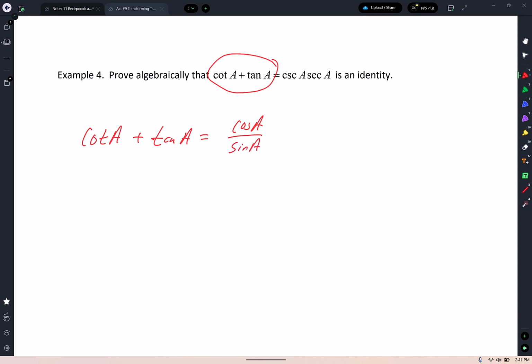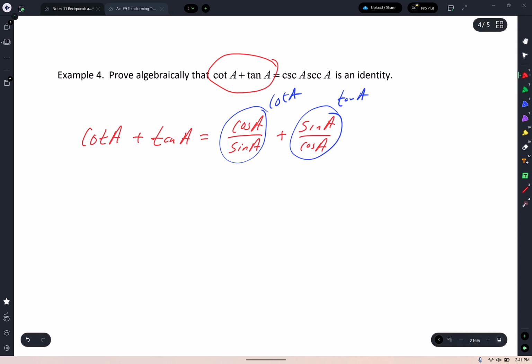Right? Plus, and then the tangent is what over what? Sine A over cosine A. Good job. So it's cos A over sine A plus sine A over cosine A. This here on the left is cotangent A, and this is tan A. See? Cotan A plus tan A is still cotan A plus tan A. You know what I mean?